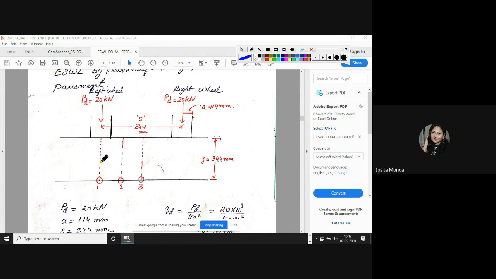Yes, exactly. And then this distance will be your S by 2, which is 172. Okay. Whereas this distance will be your S by 4. S by 2 by 2, that is S by 4 only. So this distance will be S by 4.